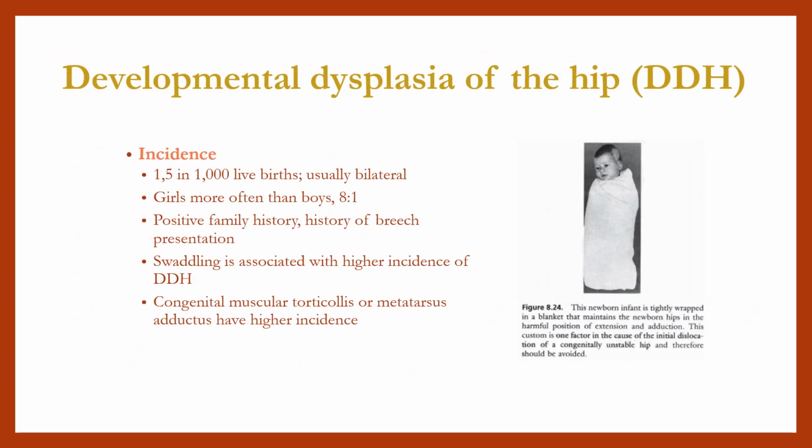Developmental dysplasia of the hip. The incidence of DDH is 1.5 in 1,000 live births. It is usually bilateral, girls more often than boys. Positive family history or history of breech presentation. Swaddling is associated with a higher incidence of DDH. Congenital muscular torticollis or metatarsus adductus have a higher incidence.